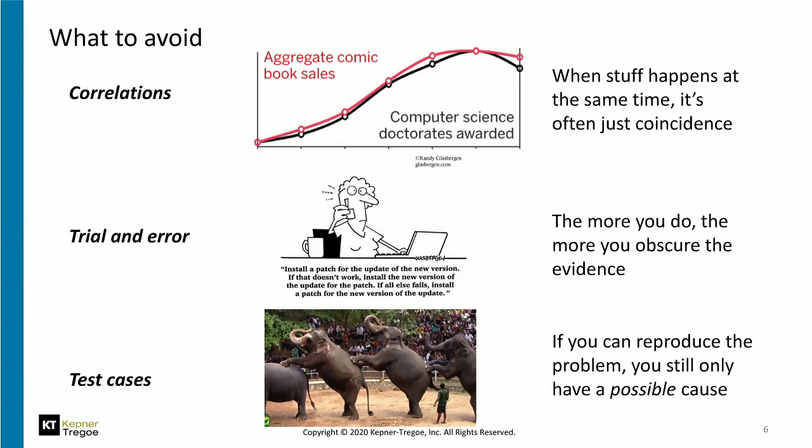So trial and error is something we fall into a bit by accident. It's something we can try. It's quick, easy, cheap, so we go for it. Doesn't work. Then a colleague suggests something else. That doesn't work either. All the while, what we're doing is changing the original conditions and making it harder to gather evidence.